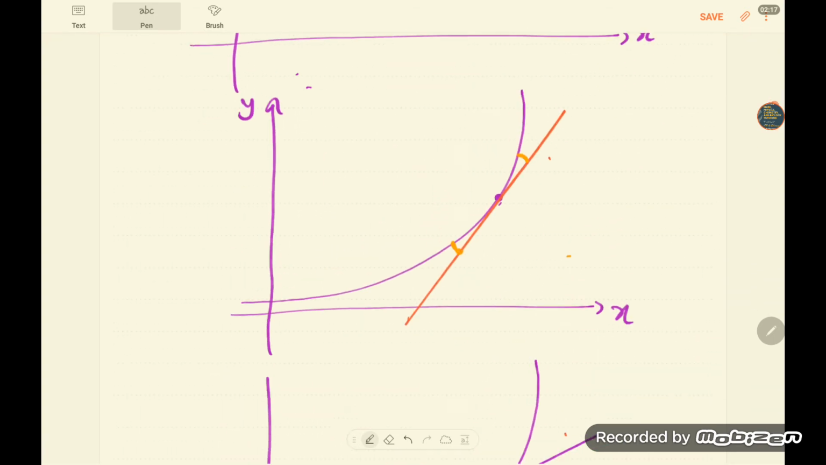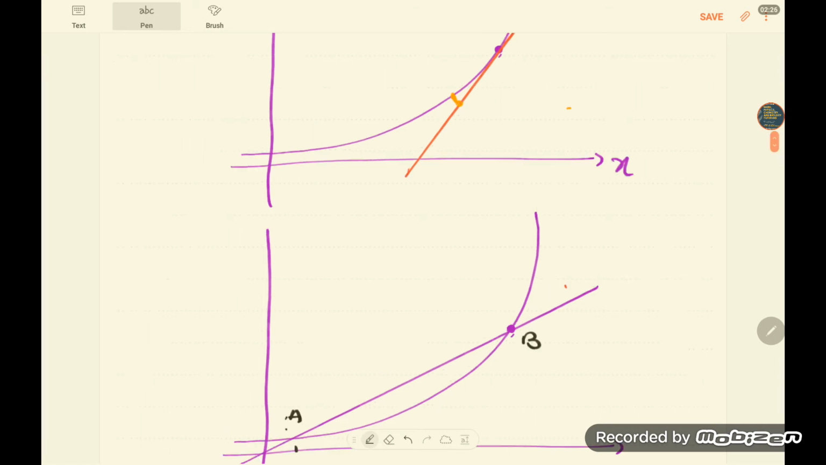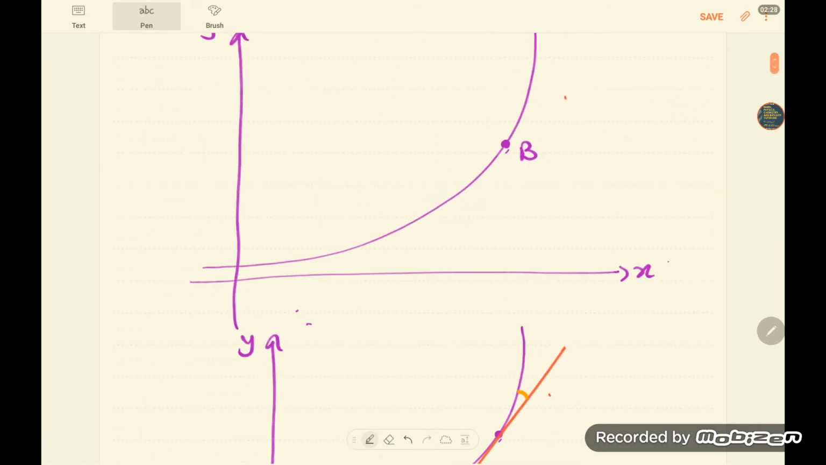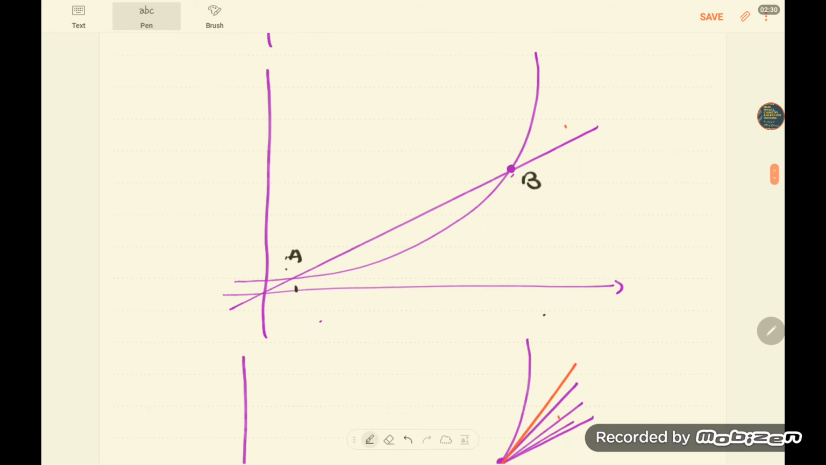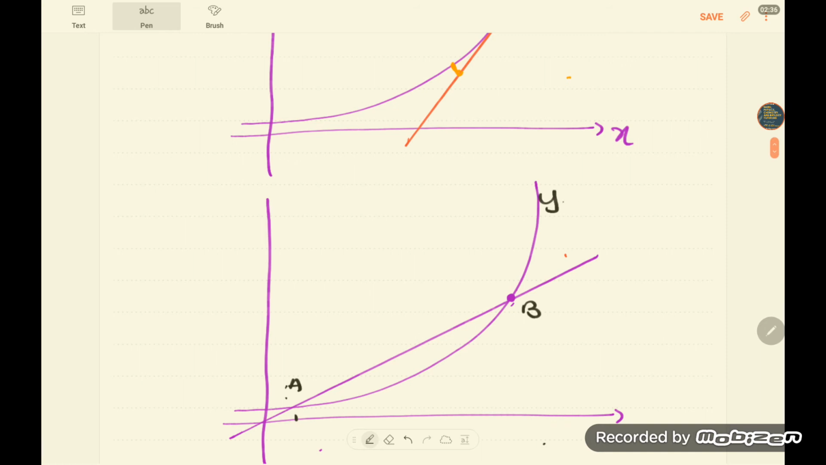Then remember that the objective is to find the gradient at B. But to do that, we cannot find the gradient using the change in y over change in x when we only have one point like we have there. So we have to establish a second point. To do that, we start off with this rough estimate. And remember that the graph we have, we're going to call it y equals f of x. It has to be a function of x.